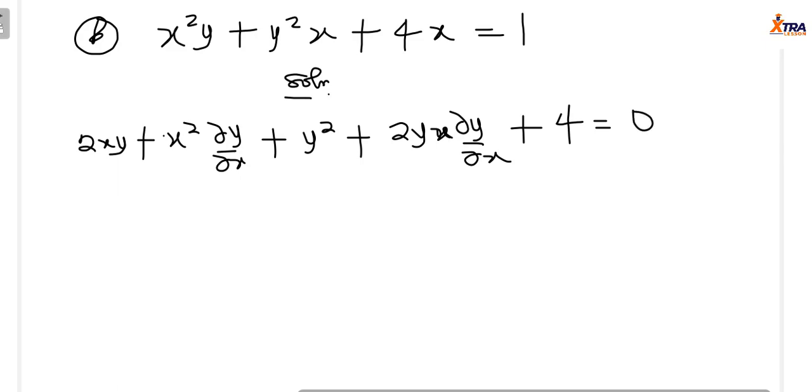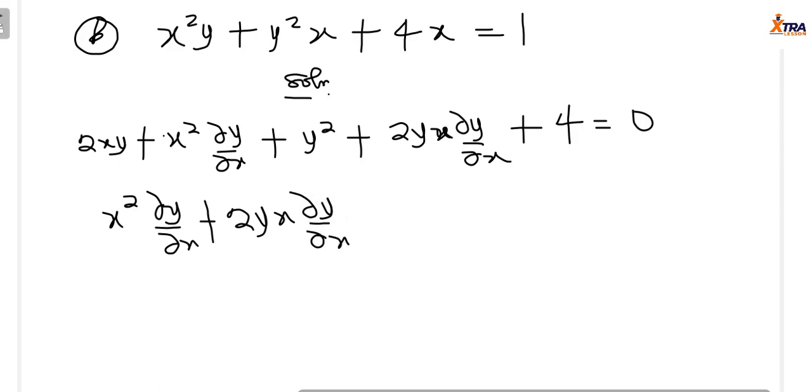So now we collect the terms with dy over dx on one side and transfer the rest to the other side. We have x squared dy over dx plus 2yx dy over dx. Now, the rest to the other side: we have 4, move to the other side, we have minus 4. Y squared to the other side, we have minus y squared. And then 2xy to the other side, we have minus 2xy.